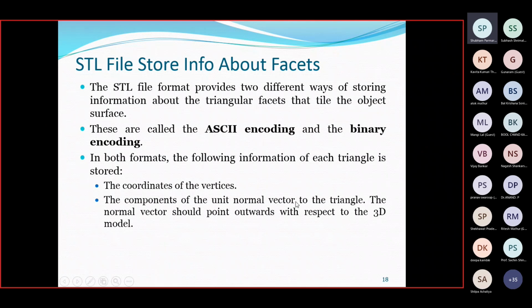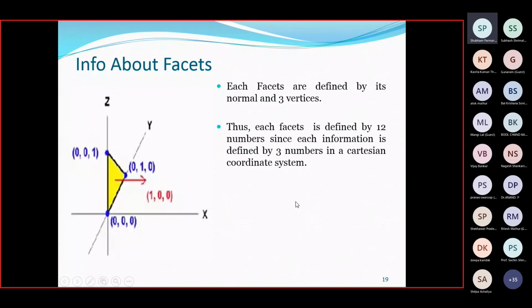Any doubt in this? So we will go ahead. Info about facets. For one triangle, you have one piece of information on the z-axis, and for the y-axis, you have one. So this is x, this is y, and this coordinate is z.